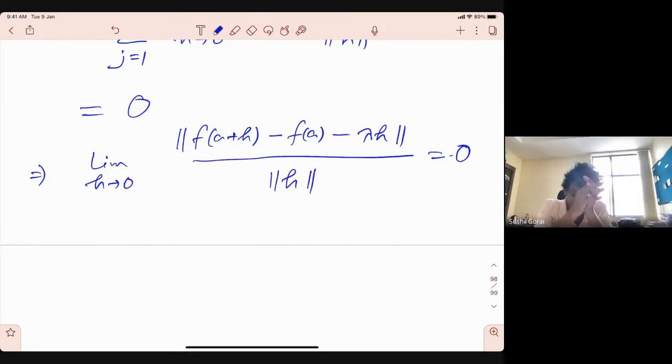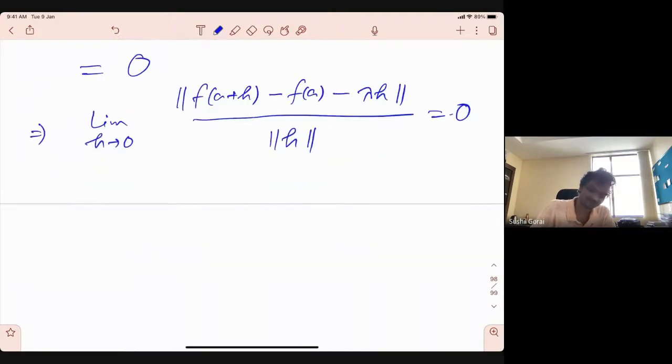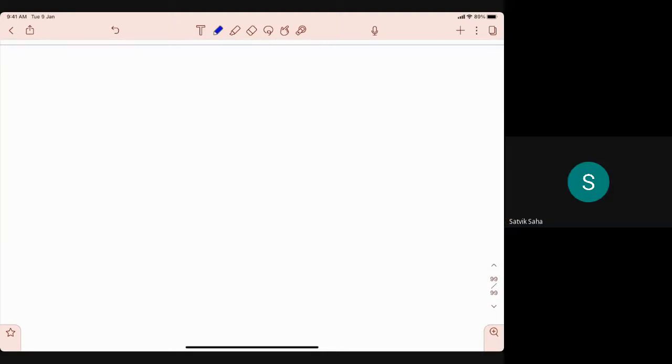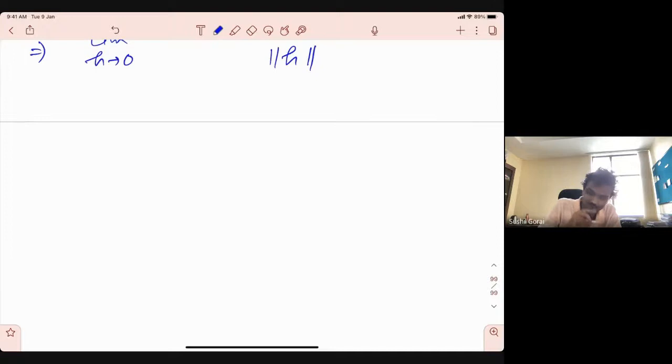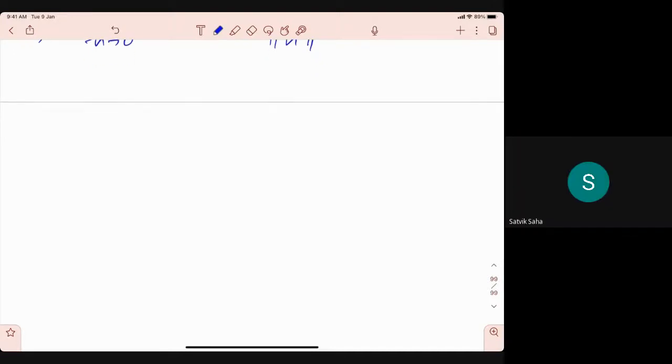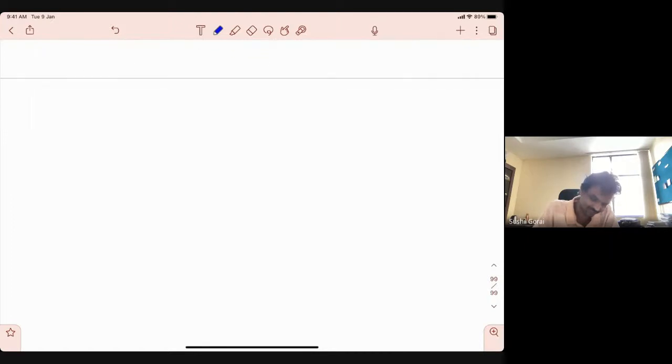Right. So what will be the order of the matrix? M cross n. It is going from Rn to Rm, right? Yes, so m rows and n columns. Right. Yeah, this is exactly the same. So we need to prove that.